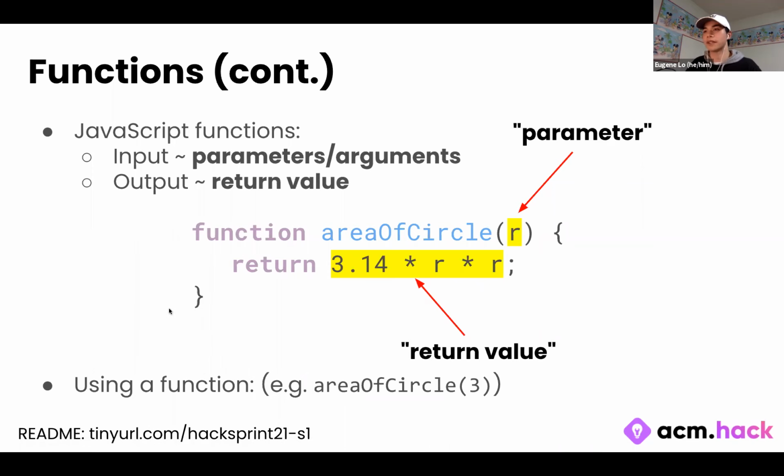And you can use this function by using parentheses after the name and passing in an actual value to be used as the parameter. As an example here, if I want to find the area of a circle with radius 3, I would do areaOfCircle(3).